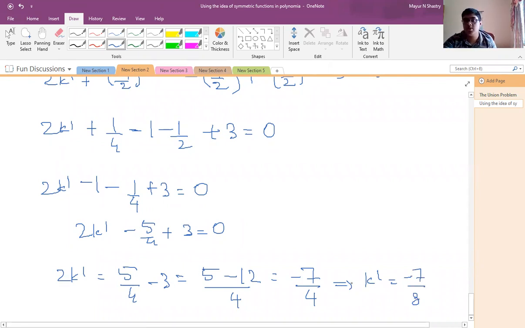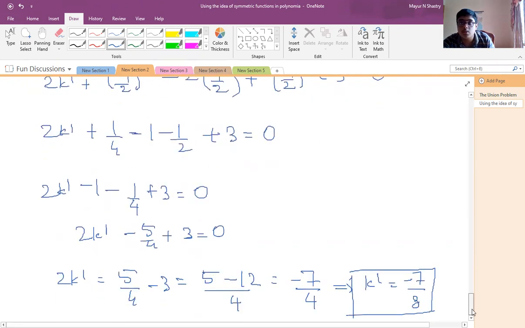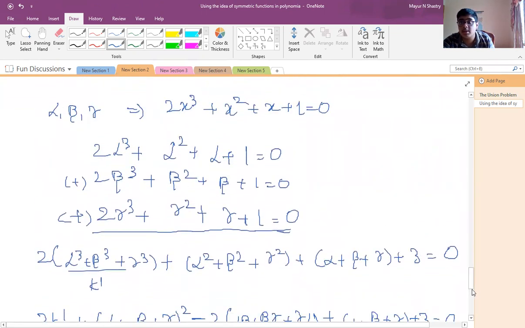Okay, so it's a bit of a difficult value to accept, because you may tend to see that it might not give us the answer as 16 because there's a fraction, but you would see that it gets cancelled once we do it. So k dash is negative 7 by 8.